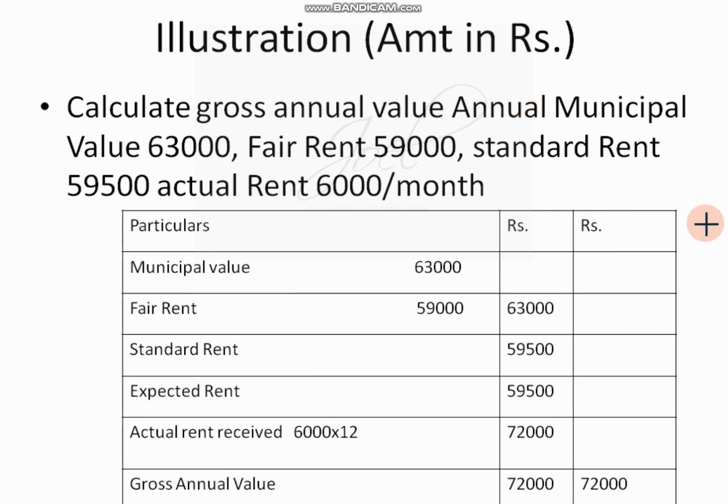Please pause this and write this solution. Two amount columns at the end of your page, particulars and rupees, you write it as solution. Municipal value and fair rental value we have compared, I have written it here. Standard rent we have compared, the lowest is called expected rent, and actual rent is to be compared. That amount is called gross annual value. Expected rent won't be given in the problem, we have to find it out. After comparing these two amounts, we will get an amount that itself is called expected rent.